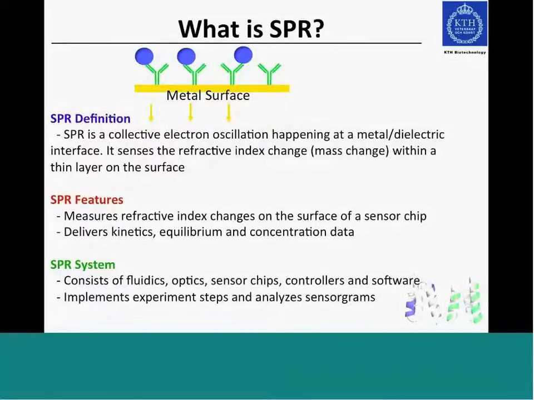An SPR system, for example, the Proteon XPR36, consists of fluidics, optics, sensor sheets, controllers, and software. In our case, we mainly use amine coupling of ligands, so the sensor sheets are normally GLC sheets and sometimes GLM sheets. And the data can also be evaluated in the program, and you will see in some of the pictures how we evaluate data and fit curves and calculate kinetics.